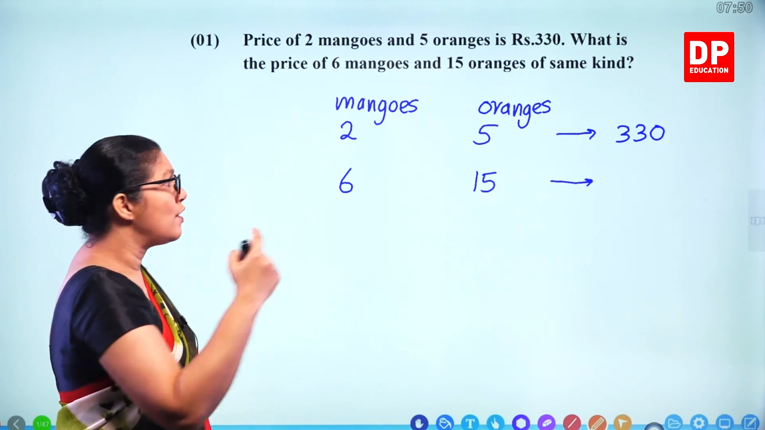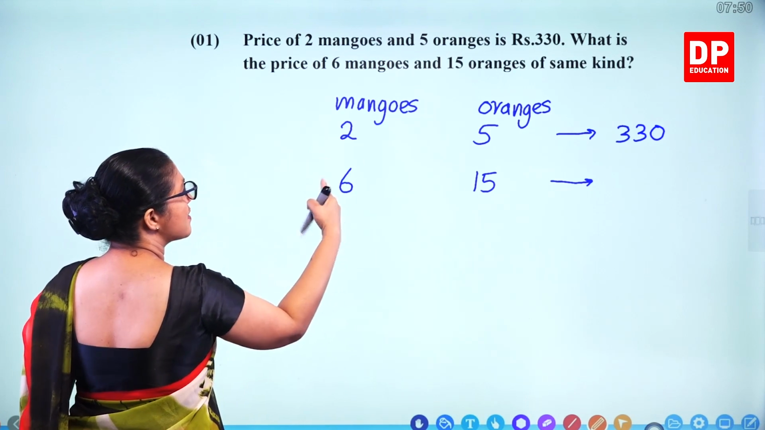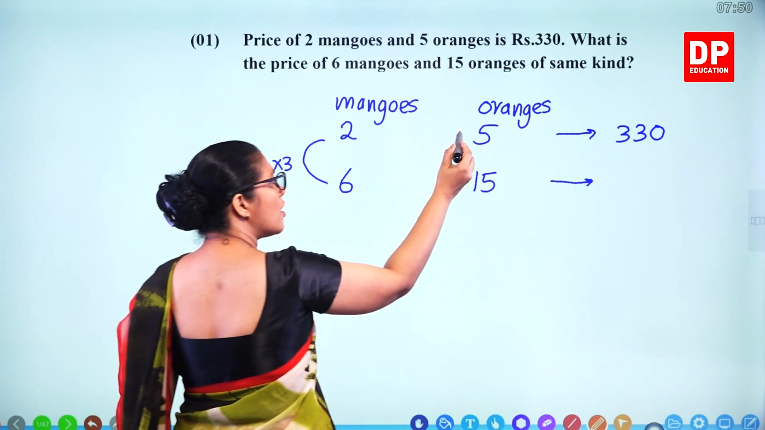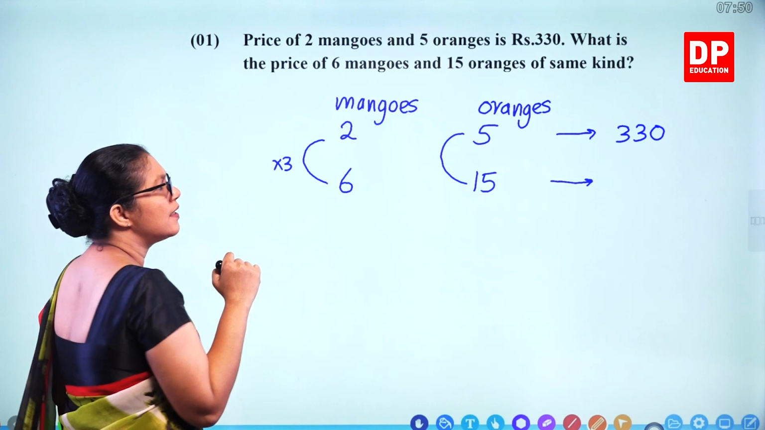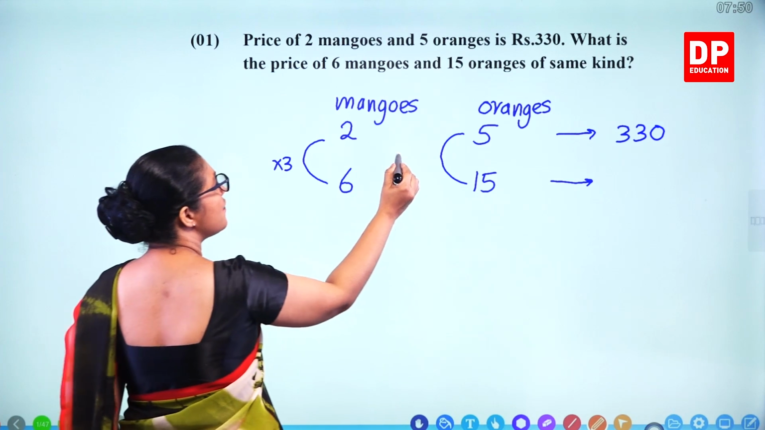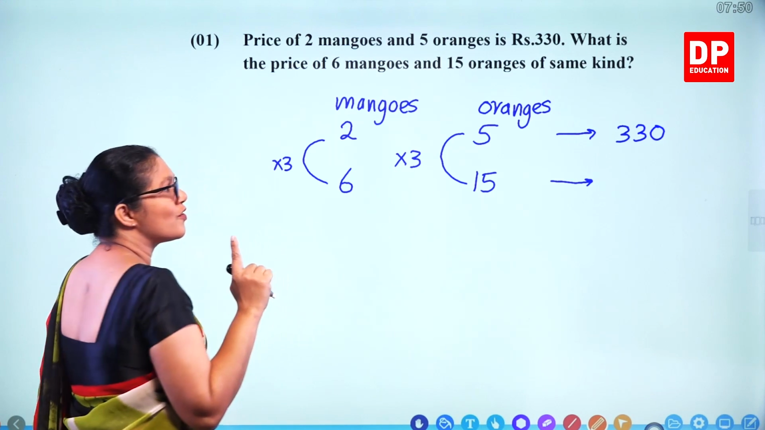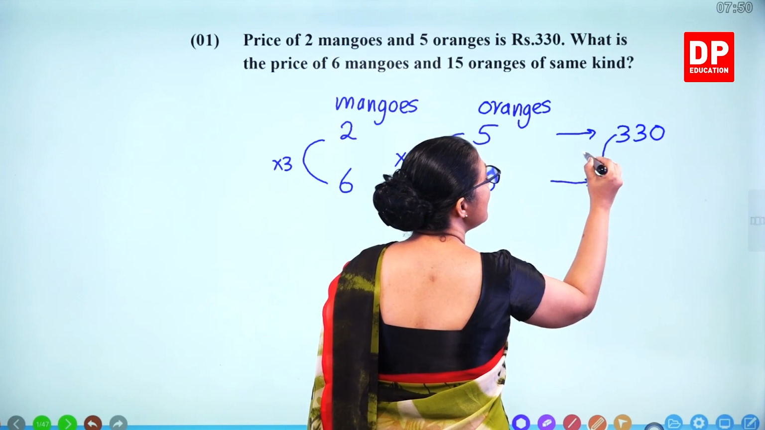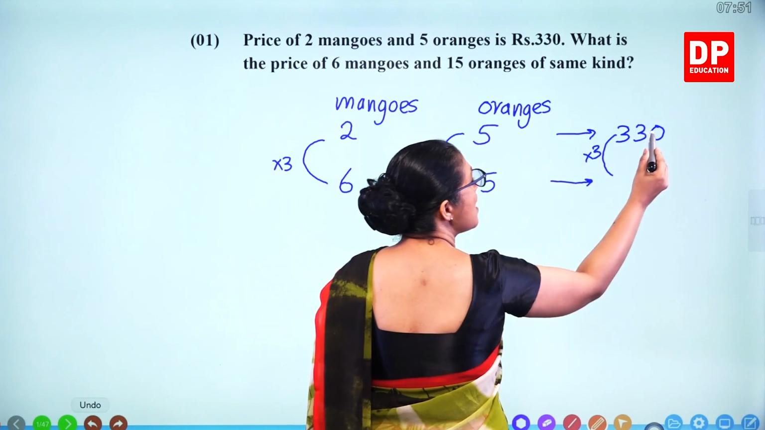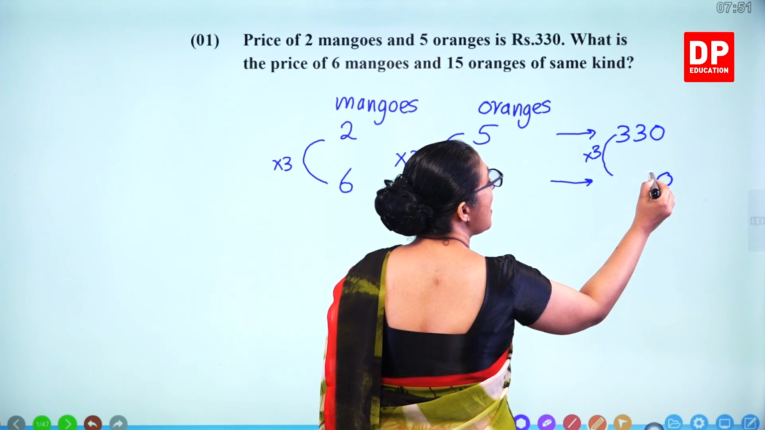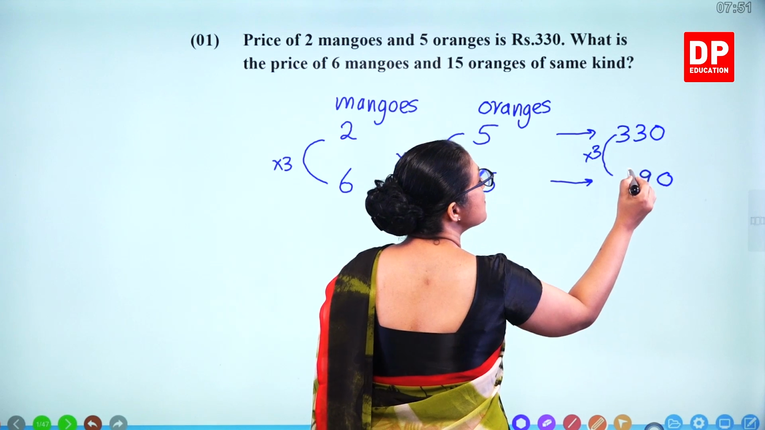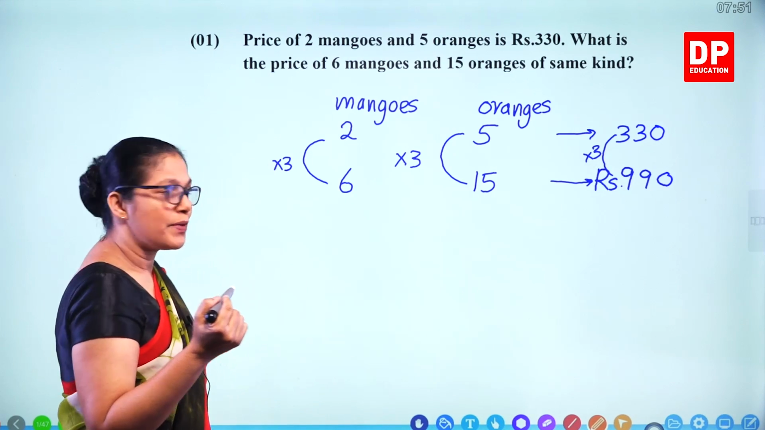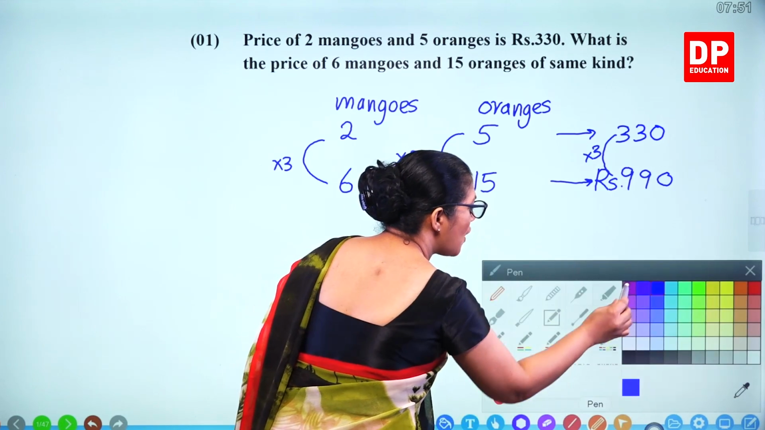Now look at carefully. 2 becomes 6, multiplied by 3. Here also 5 becomes 15, multiplied by 3. So you can easily find out by multiplying this by 3. 3 times 0, 0. 3 times 3, 9. 3 times 3, 9. So 990 rupees. So you get 2 marks for this.